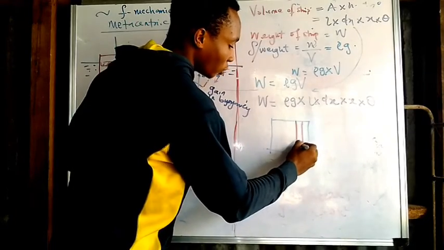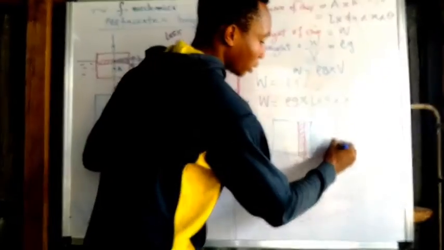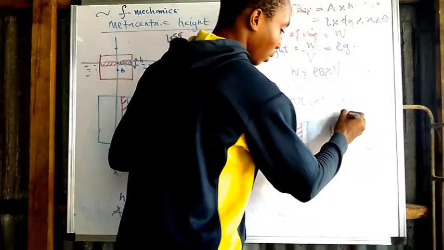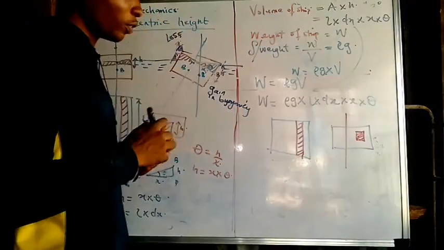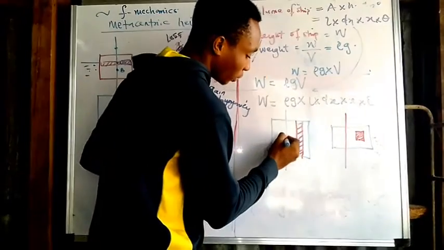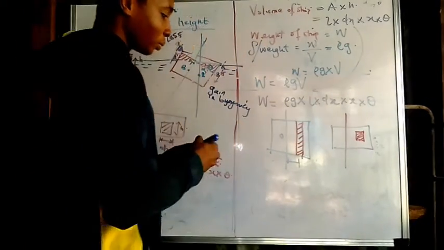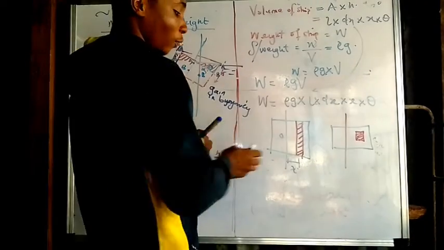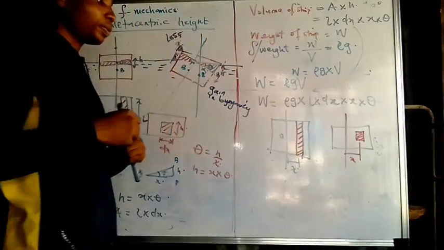This is the strip we are considering. This is the front elevation of the strip. This is the center line of the strip. Let's call this point O. From point O to this strip, there is a distance of x. Since this is the front elevation of the strip too, it also has a distance of x.